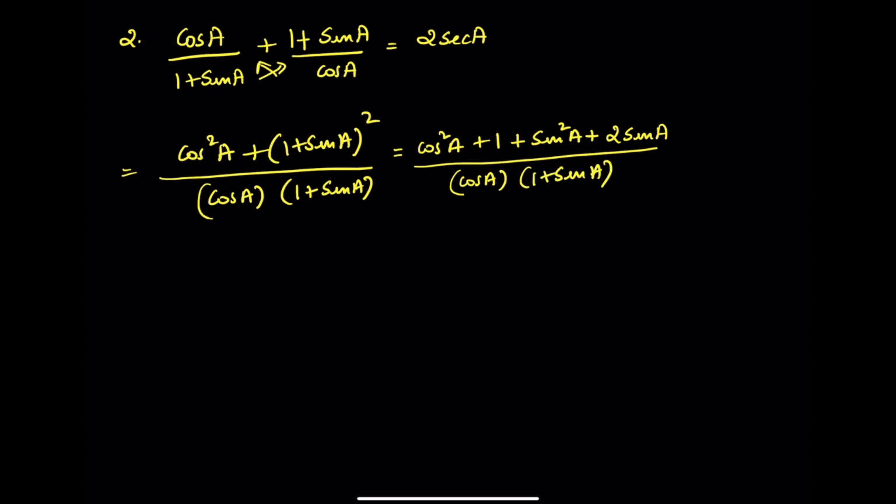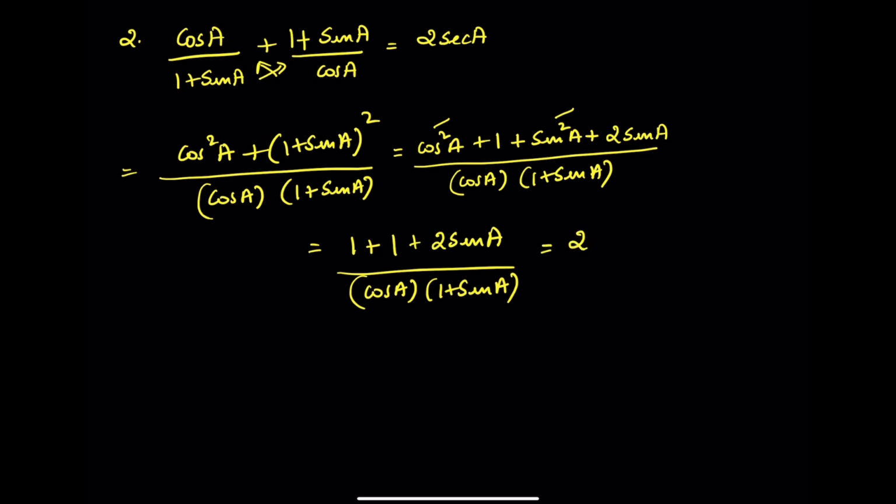Now here if we observe cos square A and sine square A, we can mark this as 1. So this will be 1 plus 1, this is an existing one here, plus 2 times sine A divided by cos A times (1 plus sine A). Now 1 plus 1 is 2 and plus 2 sine A. So we can consider 2 as common. So 2 times (1 plus sine A) divided by cos A times (1 plus sine A).